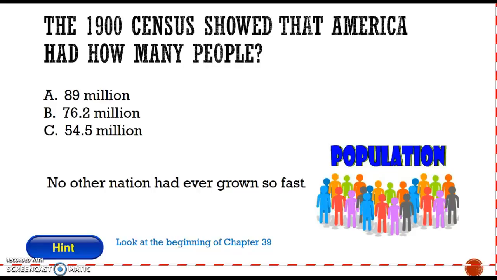All right, so here's a little seek and find activity for you. I want you to grab your book and see if you can find the answer to this question. The 1900 census. Remember, I told you last week what a census is. We said the Census Bureau counts things in our country. Well, every few years they count people. So in 1900, all the people were counted in the United States, and it showed that America had how many people. So I want you to go into your book in Chapter 39 and see if you can find the correct answer. Pause this video and then come on back after you have found the answer.